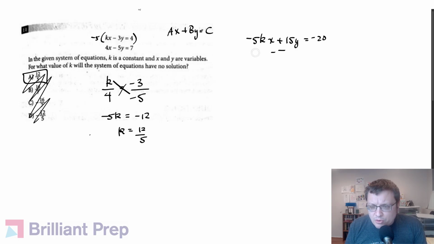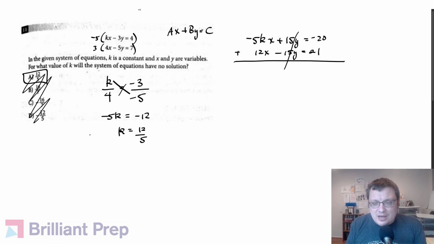Oh, and you know what? We're going to have to multiply this bottom one by 3 as well, right? Because that will allow the y's to cancel. So we're going to make this 12x minus 15y equals 21. Okay, so we're going to multiply the top by -5, bottom by +3, again with an eye towards when I add these equations together, having my 15y's cancel.